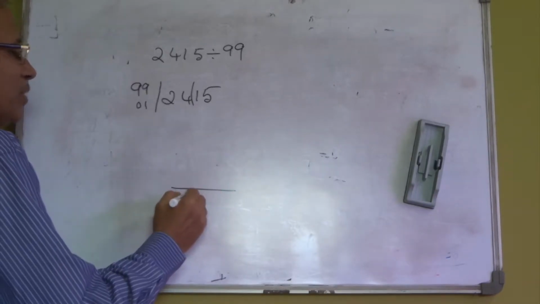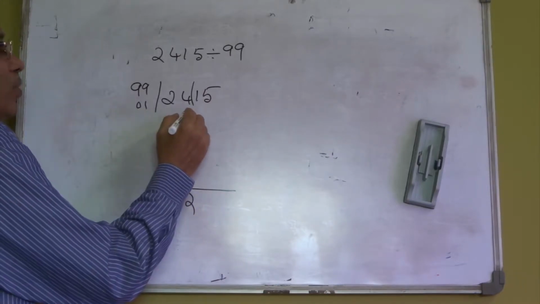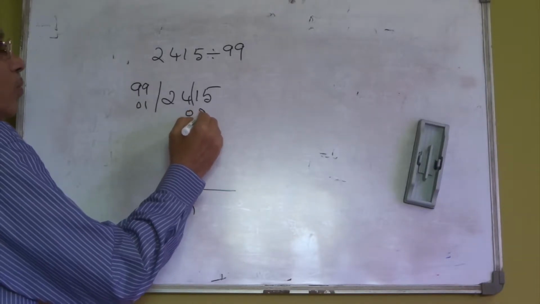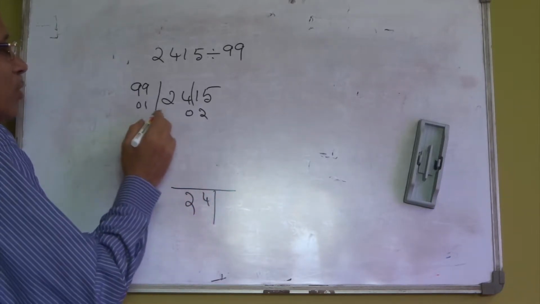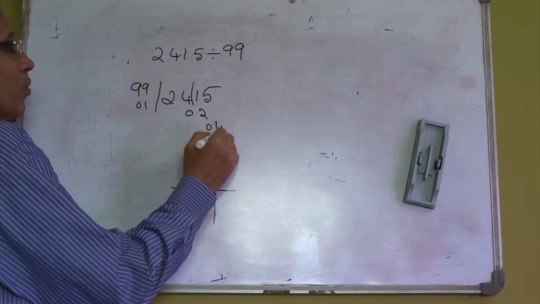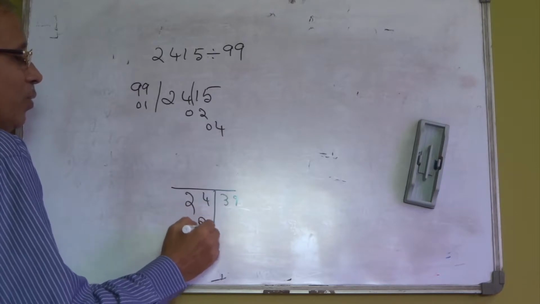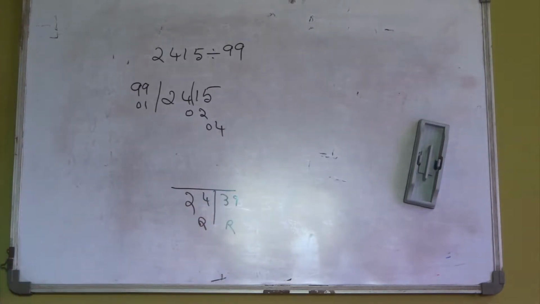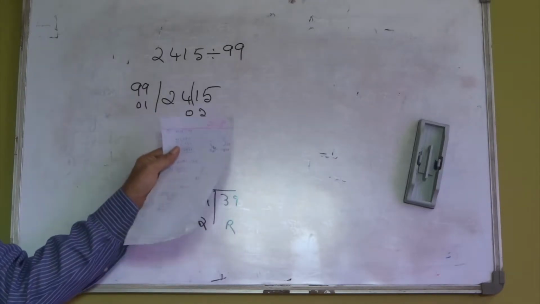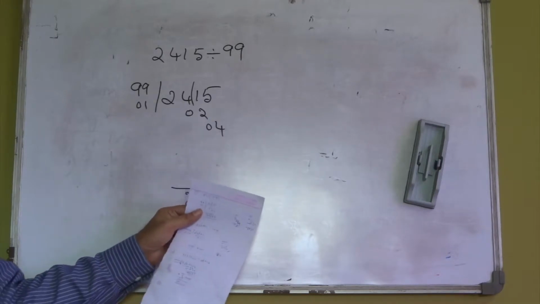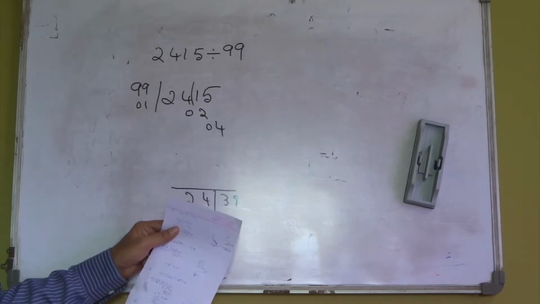We write the first number as it is, 2. 2 we multiply with 0 and 1, and write it with the next number: 0, 2. So we add this, 4. Again 4 we multiply with 0 and 1: 0, 4. Quotient is 24 and the remainder is 13. This is the direct answer. If you want the decimal, you have to continue like this, taking 3 as 0 and 3. Like that it will continue. Otherwise, this is the quotient, this is the remainder.